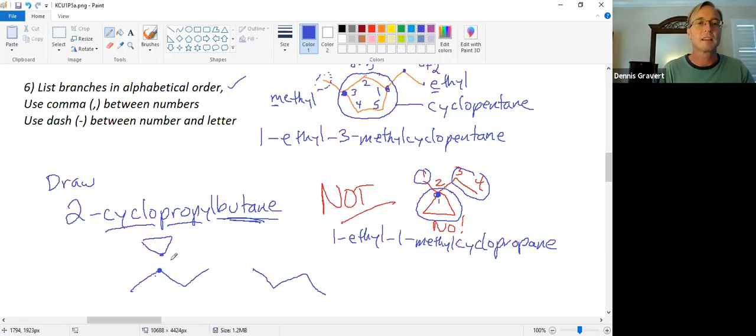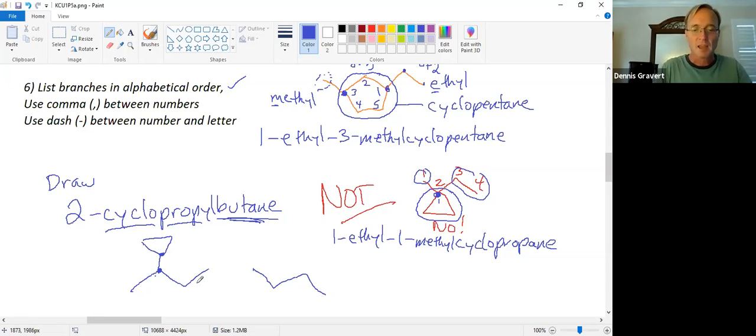What's wrong with my hand today? There we go. This carbon, like we said, cannot be part of the parent because it's a ring carbon, not a chain carbon. And now connect the 2. There we go. Here's a good drawing. Decent drawing of 2-cyclopropyl butane. Nice. Looking at my notes, I think we're good.